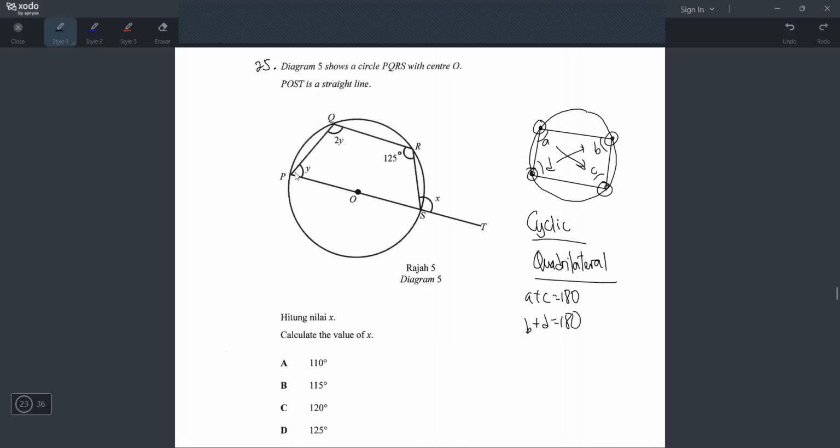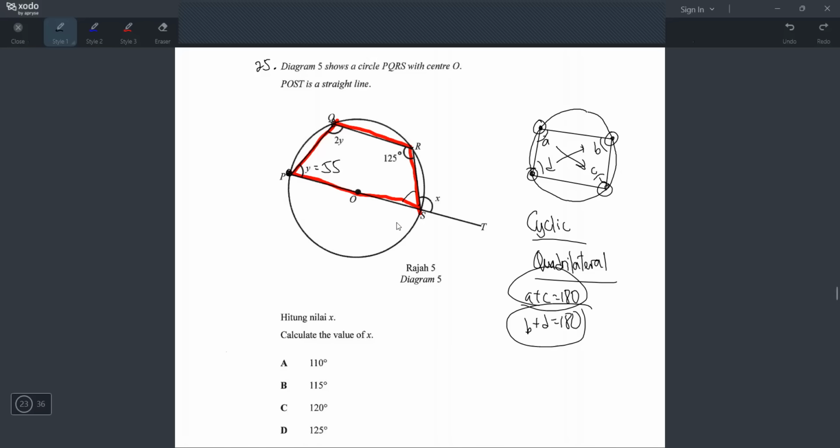Let me ask you, is this a cyclic quadrilateral? Let me get my marker. Where's my marker? Red color. Okay, is this a cyclic quadrilateral? Yes or no? Yes, because all the vertices P, Q, R, S are on the circle. So it's considered a cyclic quadrilateral. It means we can use this formula, where the opposite angles added together are 180. Opposite angles add up to 180. So can I find y? Yes, because opposite angles add up to 180, right? So to find y, I just take 180 minus 125. Okay, and then you will get 55. So therefore, this is 55.